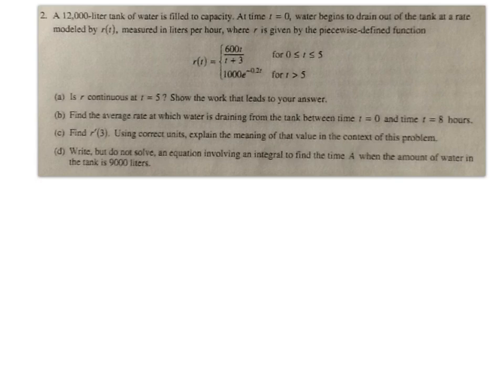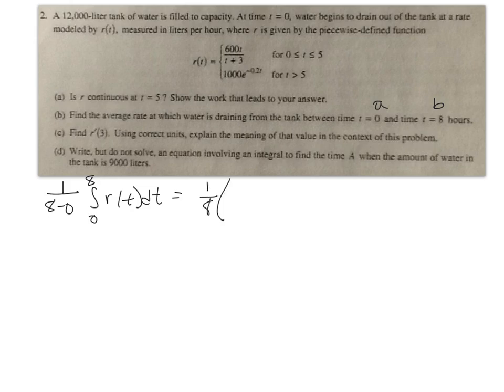So find the average rate at which water is draining from the tank between t equals 0 and t equals 8 hours. So this we're going to use the average value formula for. 1 divided by b minus a, where a is 0, b is 8. So 8 minus 0 times the integral from 0 to 8 of R of t dt. Now in order to do this, we're going to have to break it into two integrals, dividing it at 5, since our piecewise function splits at 5.